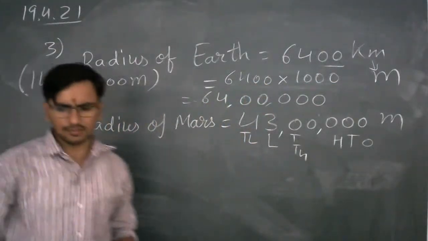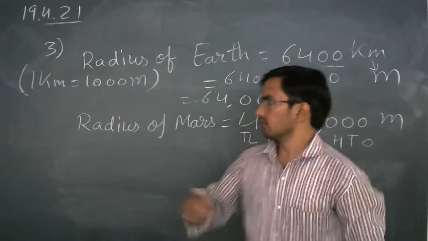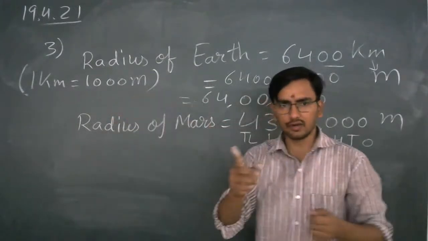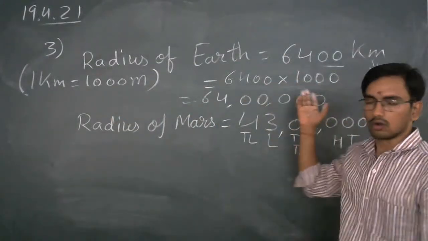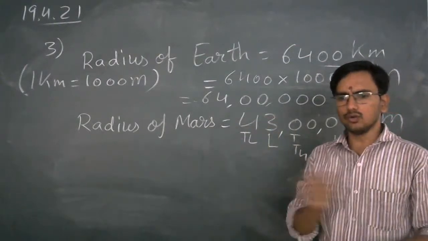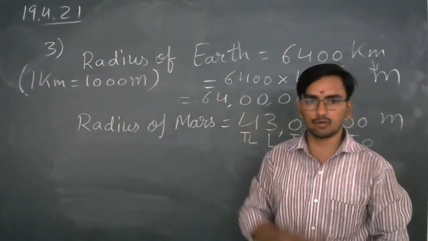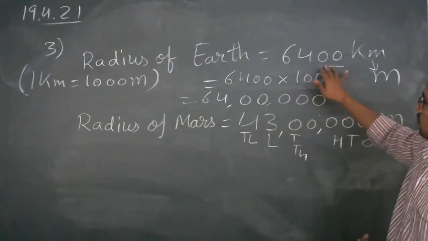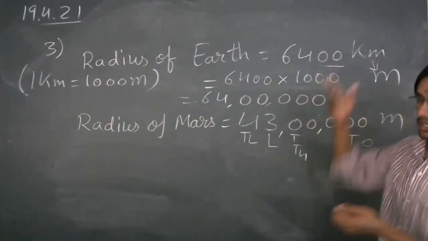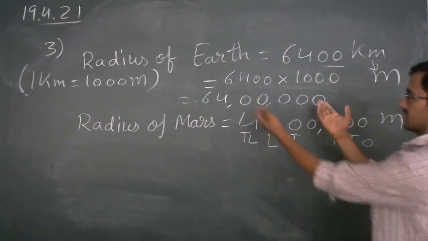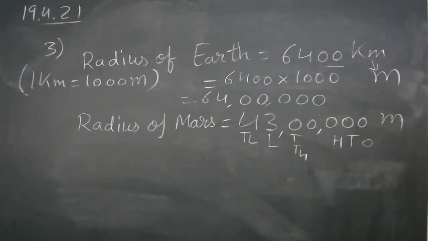I think ये तो हम सभी को पता है कि when we have given the value for 1 and asked for more, so we are going to multiply. हमें 1 किलोमीटर में अगर पता है कि 1000 मीटर होता है तो 6400 into 1000, how much is there now? 64 lakh.